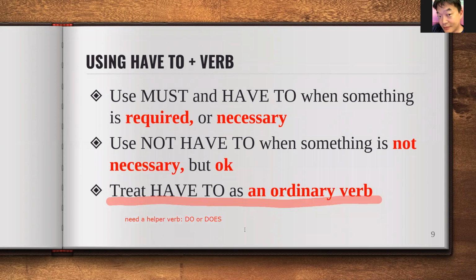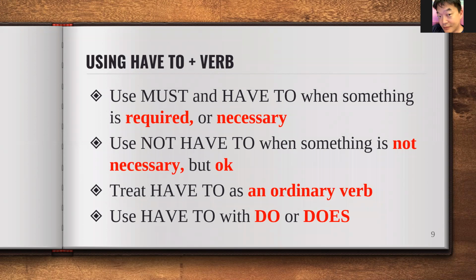You have to remember this. This is very important. Remember this. That's the difference between must and have to. I need you to remember this. Use have to with do or does in the negative and when making questions. I hope this was very clear or somewhat clear to you.